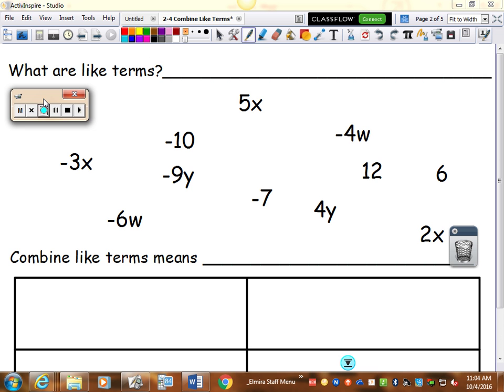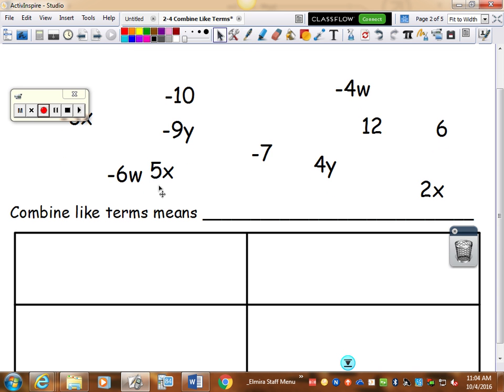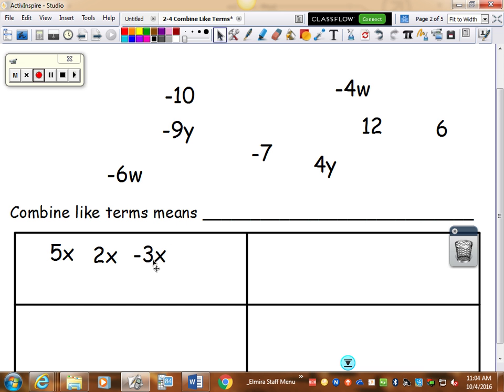So what does like terms mean? Well, like terms have the same variable. So if I were looking at this mishmash of terms that I see scattered on the screen, and I categorize them by like terms, let's say I started with 5x. Things that have the same letter would be a like term. So for example, 2x and negative 3x. These are all like terms to each other.